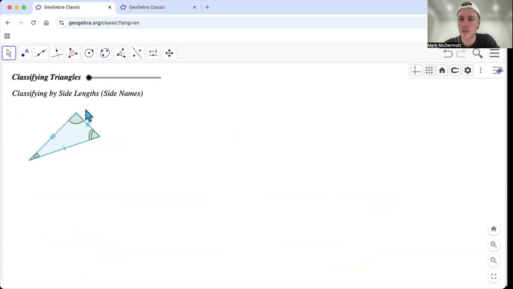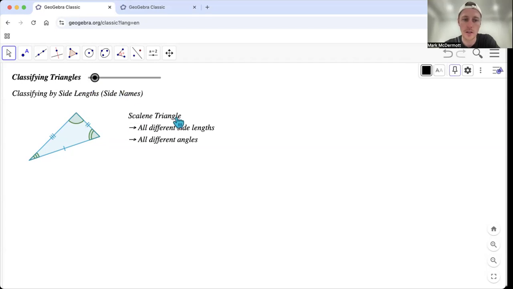So one way we can classify triangles is by their side lengths. So we'd call this their side name, or the name we give it, because we're classifying it based on side lengths. So this triangle here, we can see that it's got three different side lengths and it's got three different angles. The double line here on the angle shows that this angle is different to this angle, which is different to this angle. And so we call that a scalene triangle. So all different side lengths and all different angles. That's a scalene triangle. Okay.